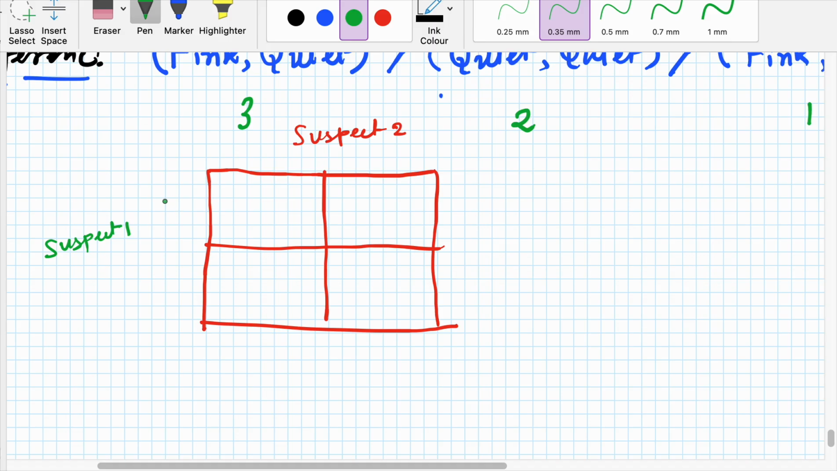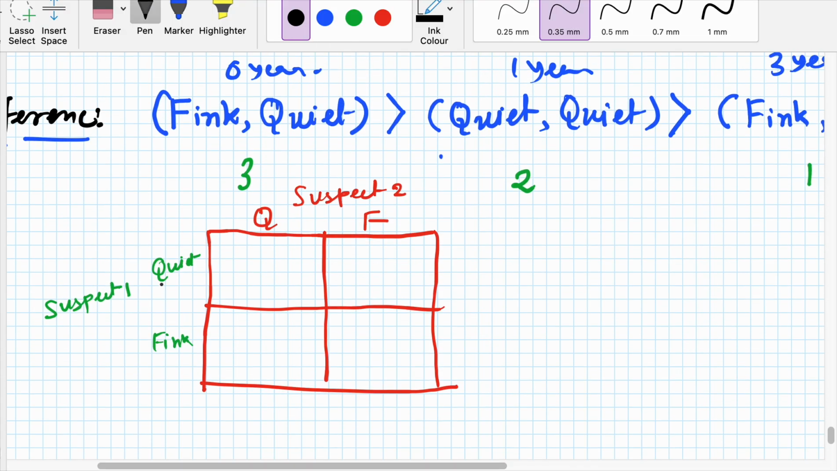Now this is option quiet, this is quiet, option quiet, this option is pink, again this is white, this option is pink. Now the outcome for suspect 1 quiet corresponds to 2, and the same for suspect 2 is 2.